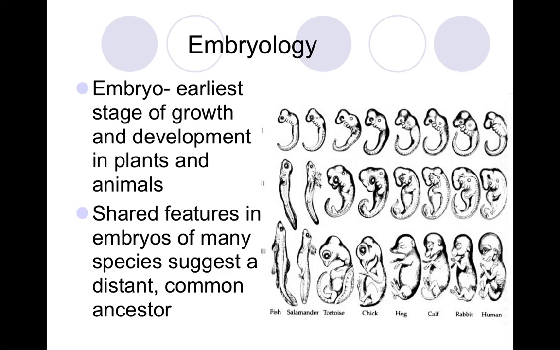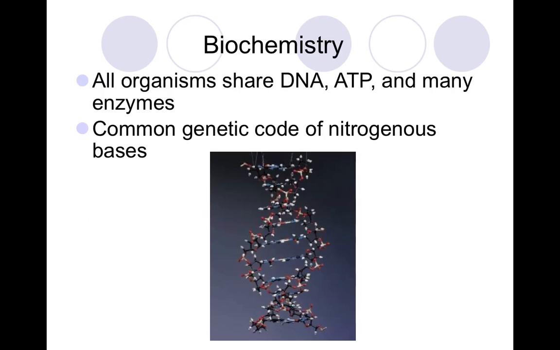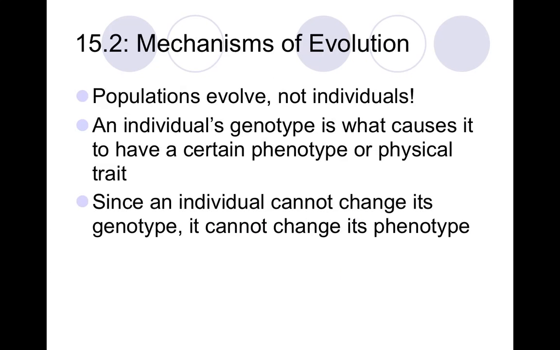Embryology, you need to know that that is the earliest stage of growth and development in organisms. If you have shared embryology, it suggests that you have a common ancestry. Again, a distant common ancestry. Another type of evidence is biochemistry. We talked about this before in our other chapters. They all have common nucleotides, the same 4 nitrogenous bases that come together to make up the genetic information. It's the sequences of those that make them different in different species.